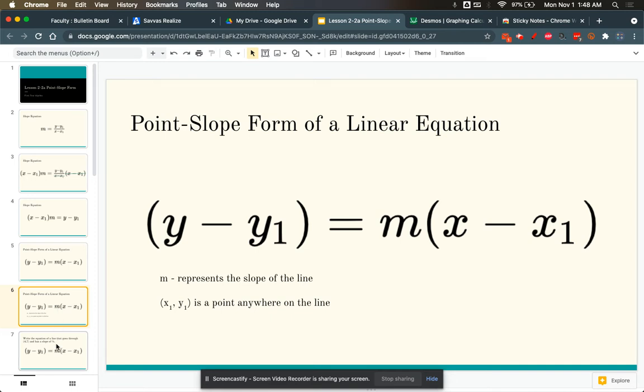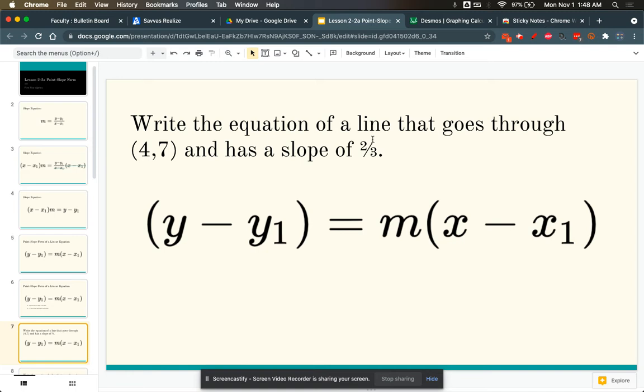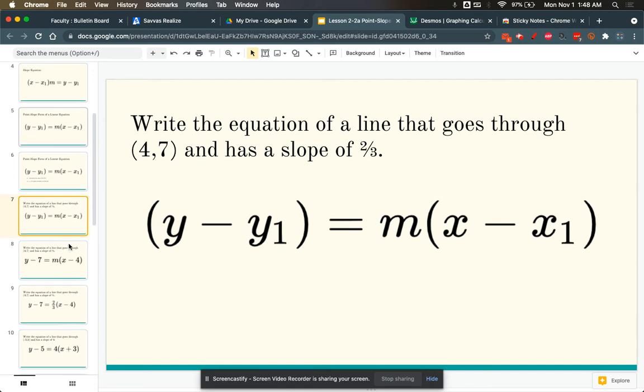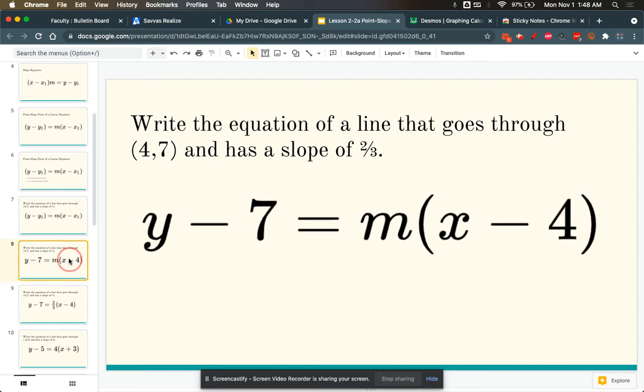So let's say we want to write the equation of a line that goes through the point (4, 7) and has a slope of 2/3. Well, what you've got to do is plug in the point (4, 7) for x1, y1, and plug in 2/3 for slope, m. I started this by putting in 4 in place of x1 and 7 in place of y1. And notice that gives me y minus 7 equals m times x minus 4. So remember, when you're subtracting 4 in this equation, that means the point is positive 4. And when you're subtracting 7, it's positive 7.